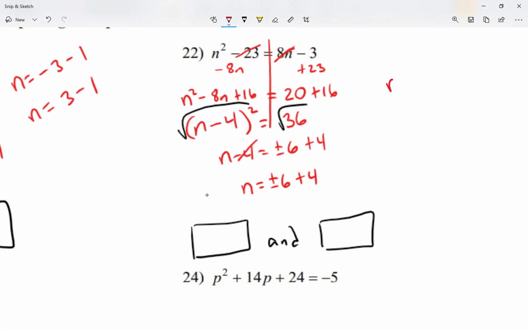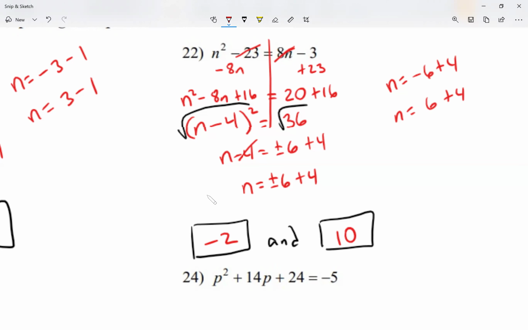So let me write that at the side. n is -6 plus 4, and n is equal to +6 plus 4. I know -6 plus 4 is -2, so that's my first answer. I know 6 plus 4 is 10, so that's my second answer.